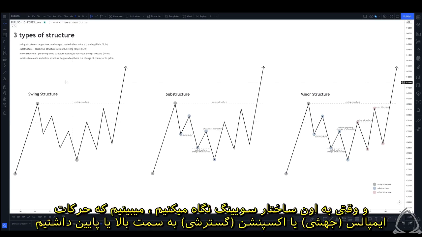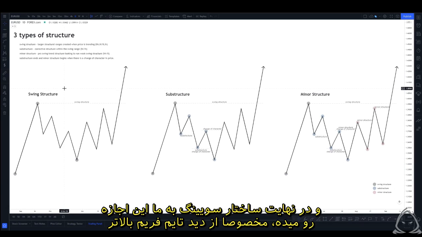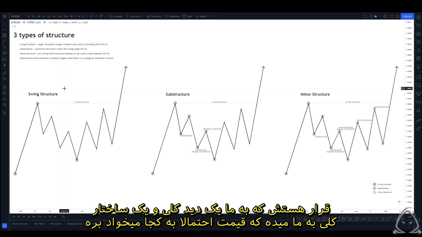And when we're looking at that swing structure, that's where we get the large impulses or expansions to the upside or downside, followed by some sort of correction or complex pullback before we end up breaking the previous swing high, or previous swing low in a bear trend. And ultimately, especially from a higher time frame perspective, swing structure is going to give us an overall bias, an overall structure to work with in understanding where price is likely to go.